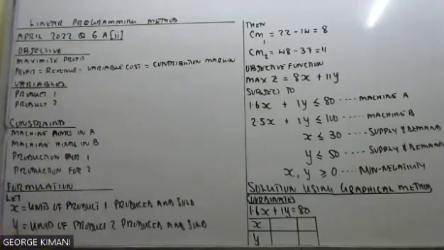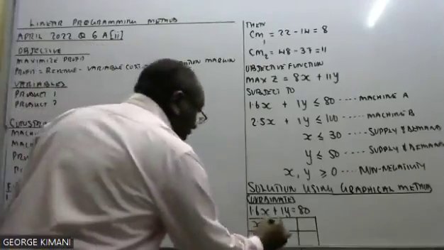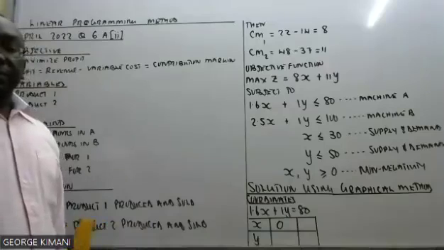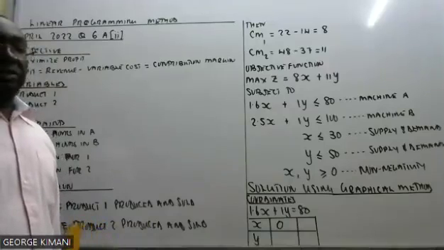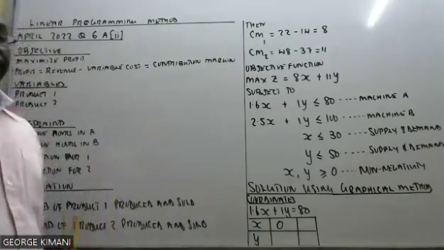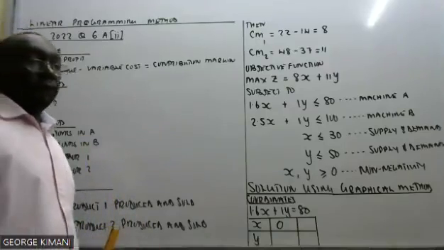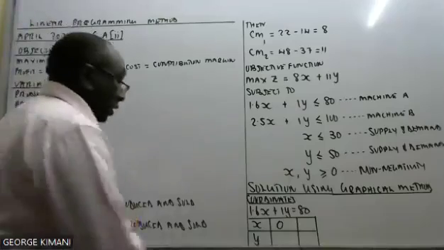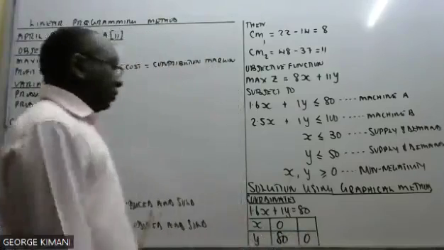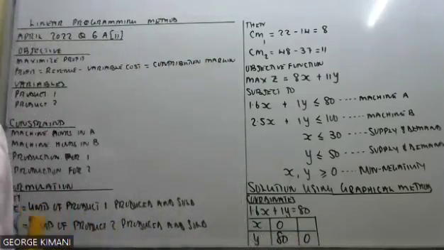You tell me, if x is 0 in this equation, y will be what? It is 80. And if y is 0, x will be what? It is 50.